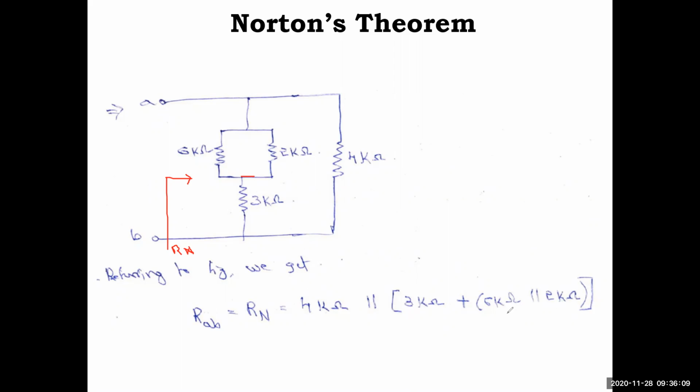First you have to solve the inner bracket. So 6 into 2 by 6 plus 2, 12 by 8 it will come. That you have to add with the 3, and that solution you have to multiply with 4 kilo ohm, divided by that sum. So the parallel connection you have to find out. The simplification is much, but so far you are getting Rn very easily, right? So now you got a somewhat complex network.